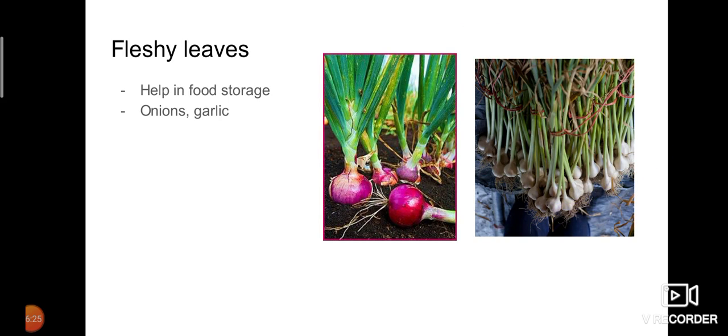Okay, the next one is fleshy leaves. If you see onions and garlic, they are leaves. They are present down underground. They will grow, isn't it? And they store the food. These are all leaves which help in food storage. That is, they store the food, hence they are called fleshy leaves. The best examples are onions and garlic.